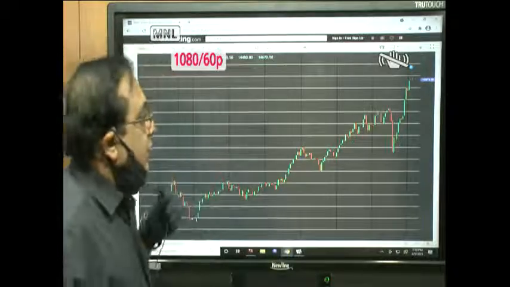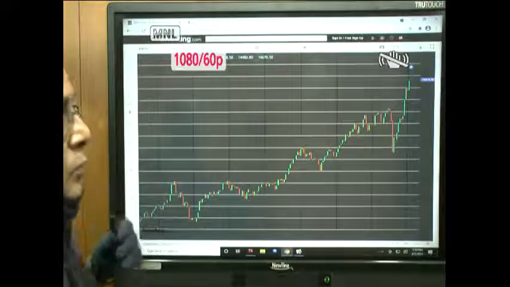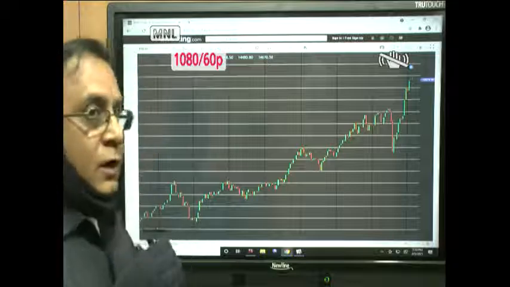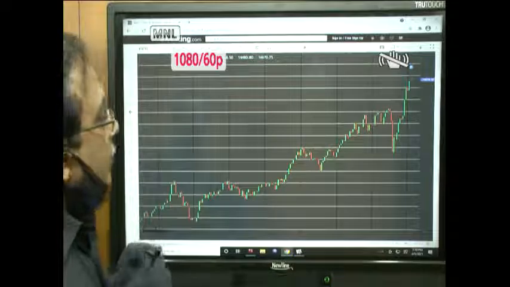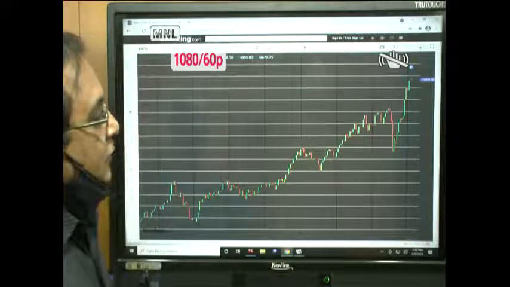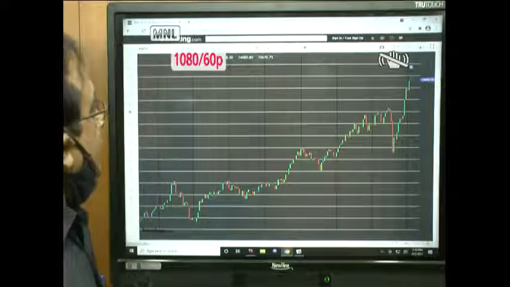Sorry for the technical delay. Because of some net problem, we could not establish contact with you for the last couple of minutes. So now we will revert back to the performance that's taking place in the Nifty.